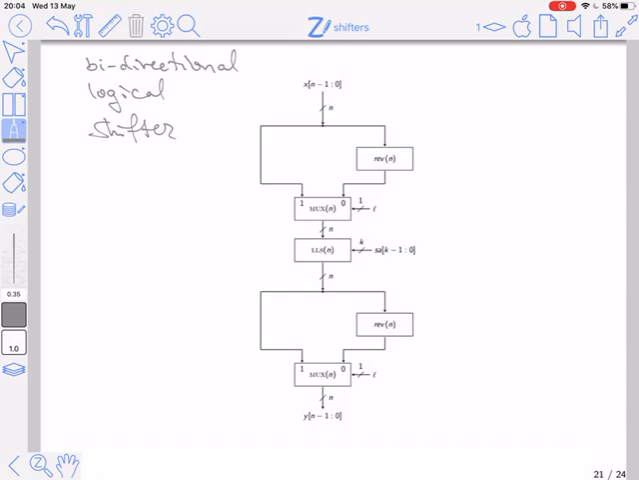So this is a bidirectional left shifter that does either left or right, always, okay? There's no option here of not performing a shift at all. If you don't want to perform the shift at all, you could add a mux at the end, which selects between X and this output.